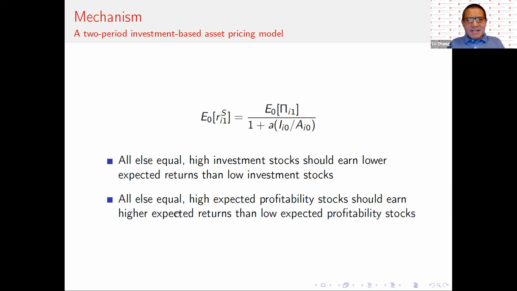So on the other hand, all else being equal, stocks with high expected profitability are going to earn higher rates of returns going forward, because they have higher cost of capital to offset the higher profitability, such that the investment level is not too high. Okay. So that's the intuition. Basically, high expected profitability in the numerator relative to a relatively low level of investment in the denominator must imply higher cost of capital, or in other words, the firm is going to earn higher rates of returns going forward.